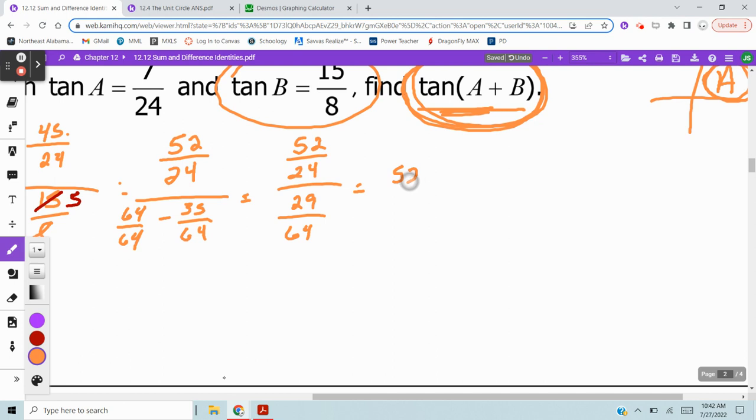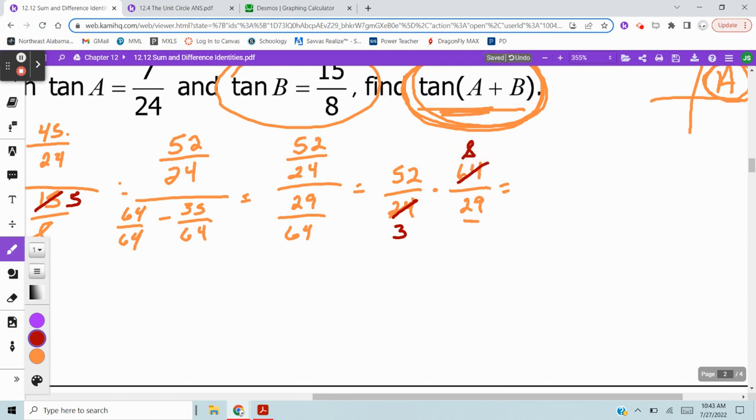To divide two fractions, I flip the second one and I multiply. So that's going to be times 64 over 29. 29 is actually a prime number, so it will not cross cancel. However, 24 and 64 will. I believe 8 will divide into both of those. 8 into 24, again, I'm going to use that different color. 8 into 24 goes 3 times. 8 into 64 goes 8 times.